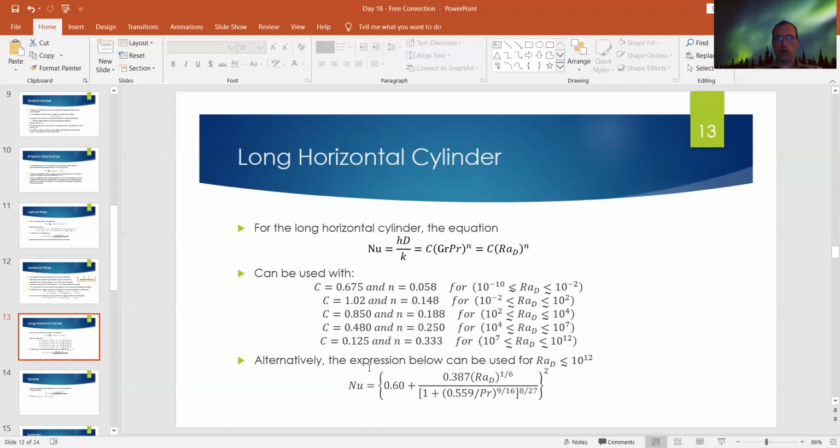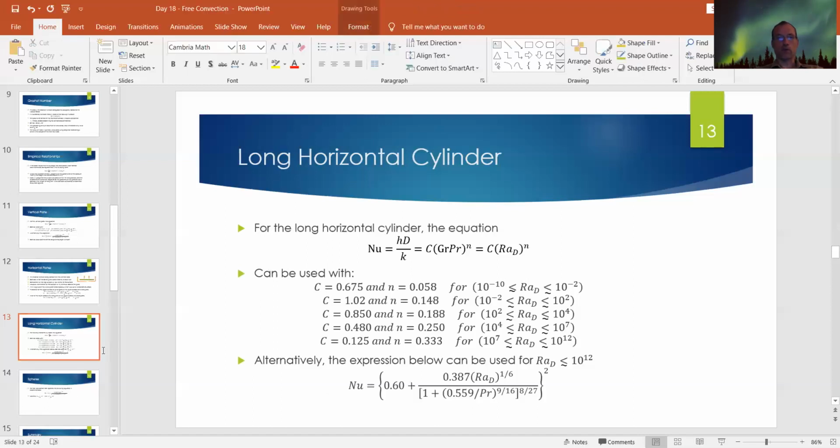There's also a second, more complicated equation, useful for many Rayleigh numbers, so you don't have to worry about which range you're in, but it's a more complicated equation. Again, up to you which one you want to use. They should both give you relatively close values for the Nusselt number.